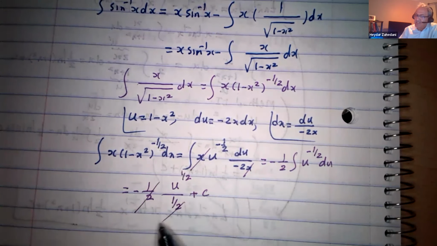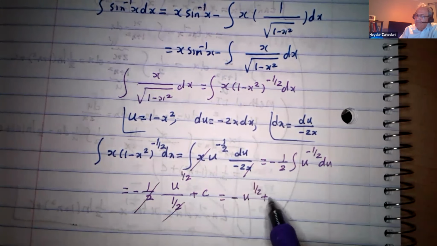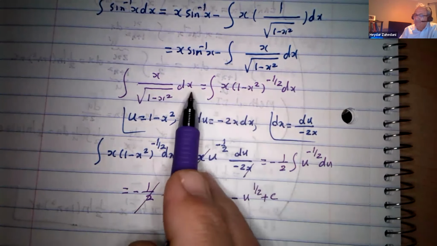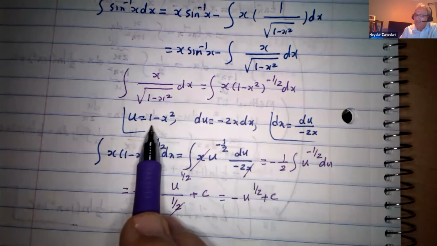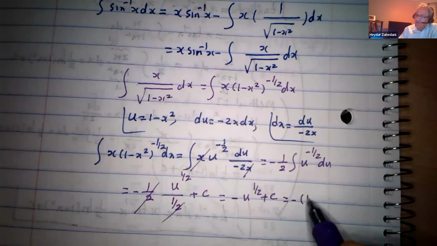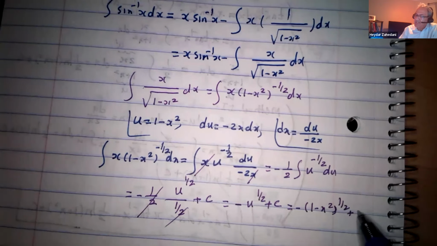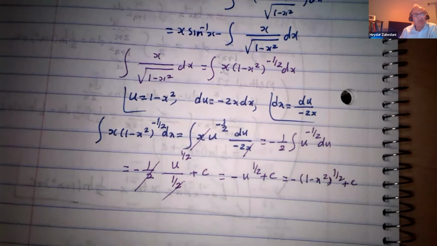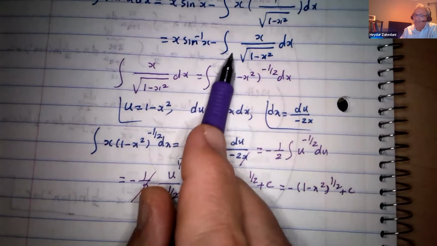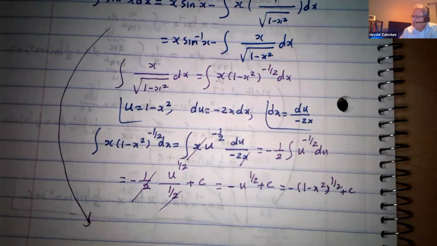So these two would cancel out. You get negative u to the half. But what is u? u is 1 minus x squared. So it's going to be negative 1 minus x squared to the half plus c. Okay, so remember you are here. So you go back. So what's going to be your final answer?